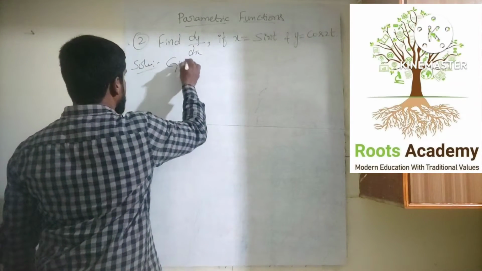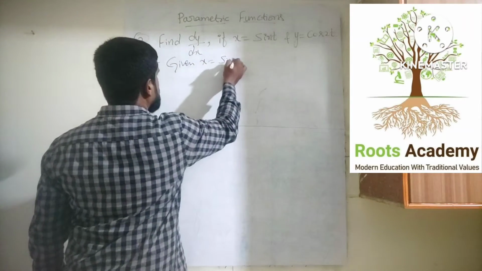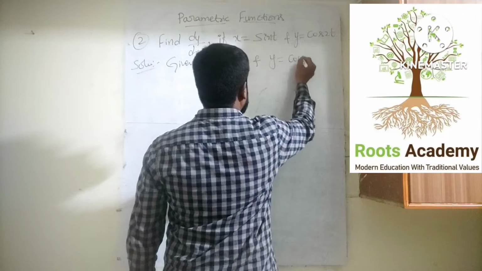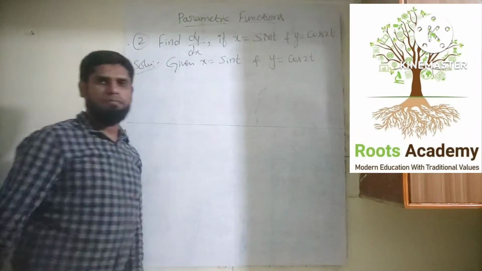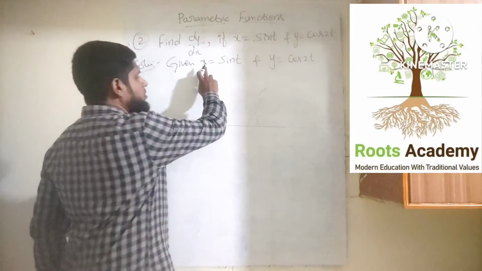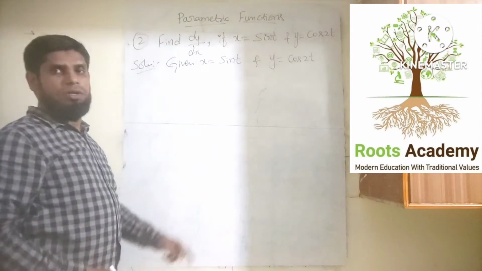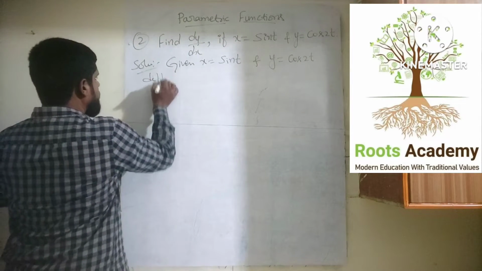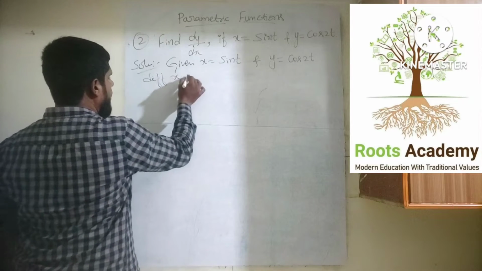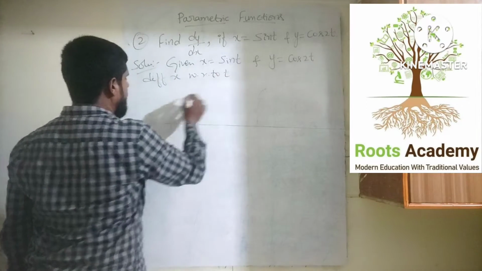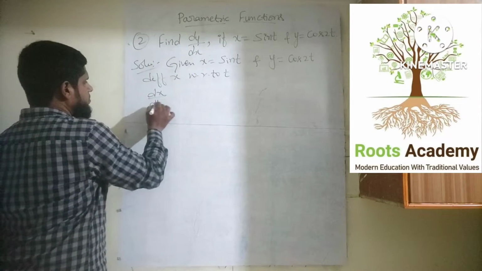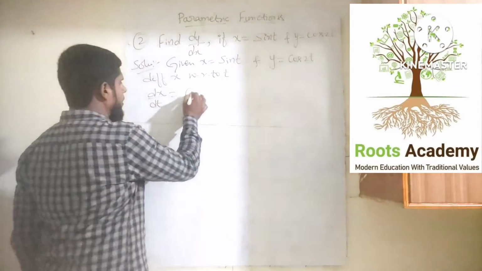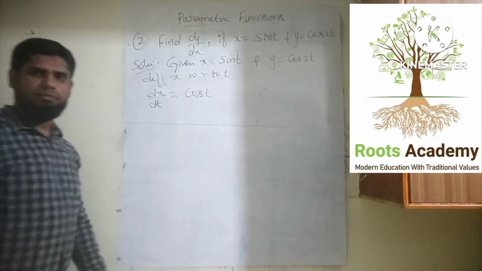Given x is equal to sin t and y equal to cos 2t. What is the derivative of sin? We know it is cos. So, first I'll write, differentiate x with respect to t. It is dx by dt is equal to the derivative of sin, which is cos t. Very simple derivative.